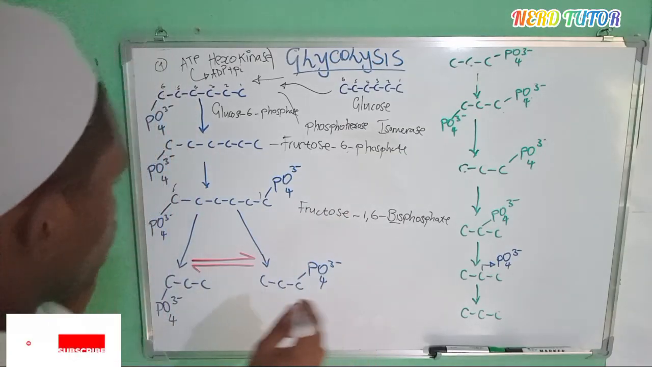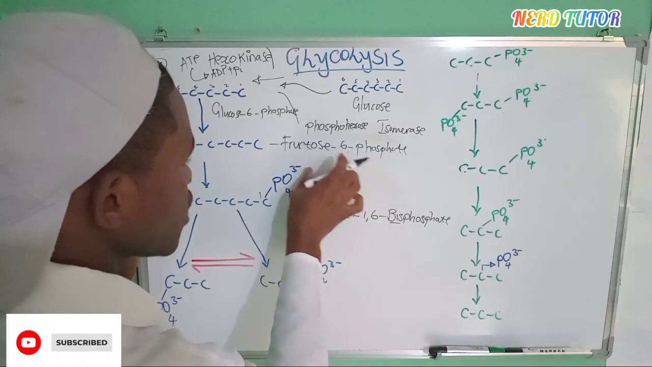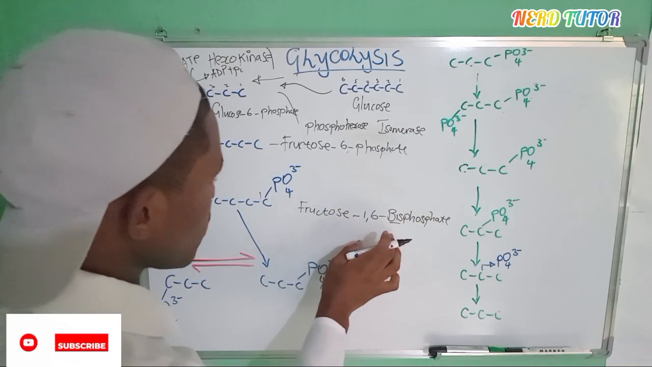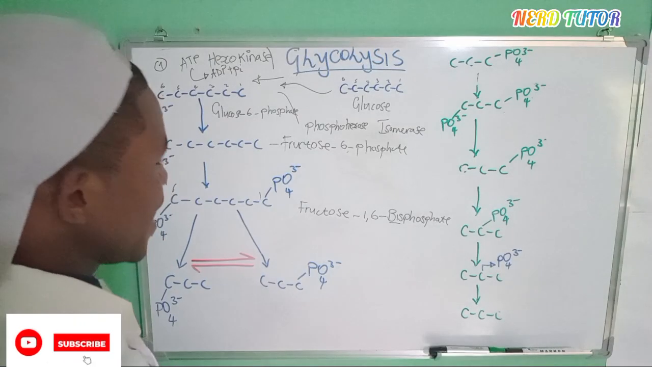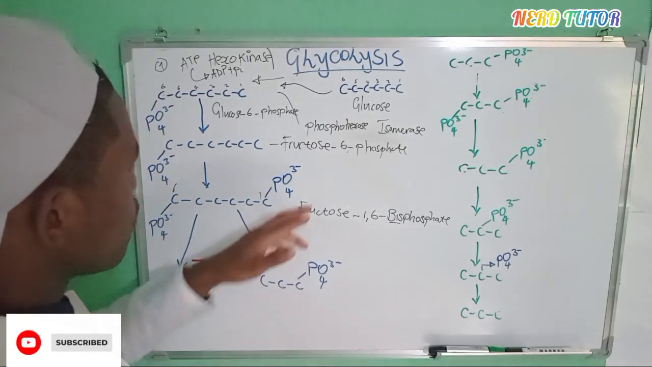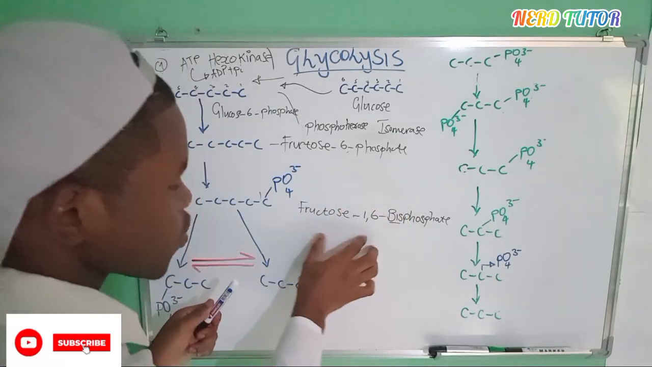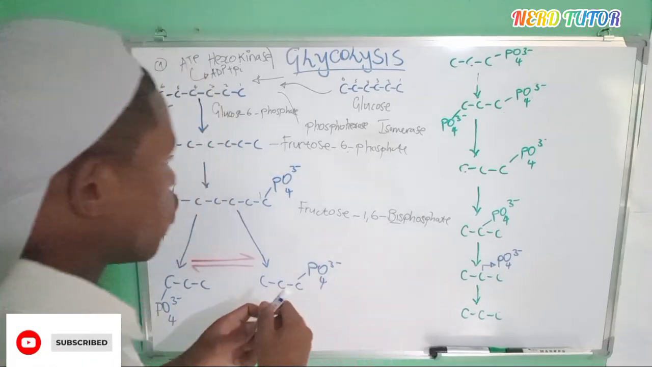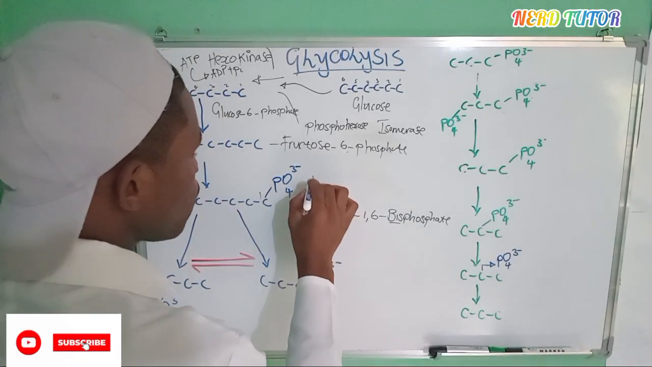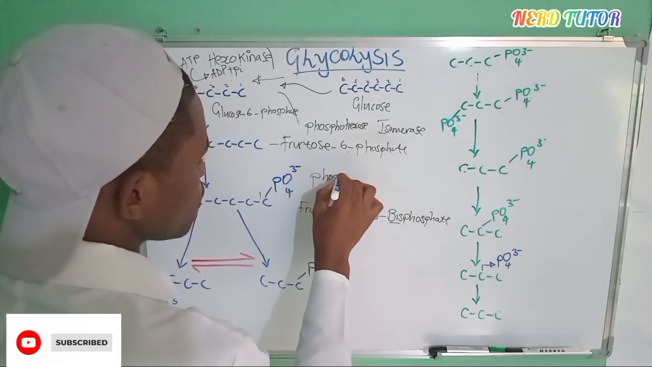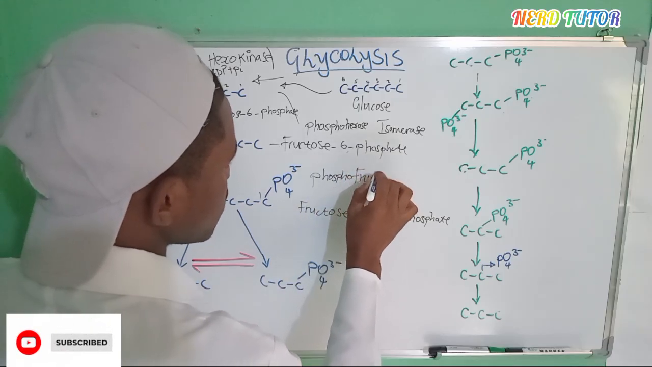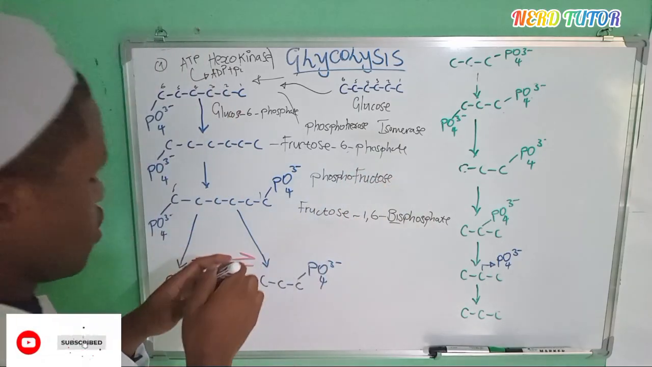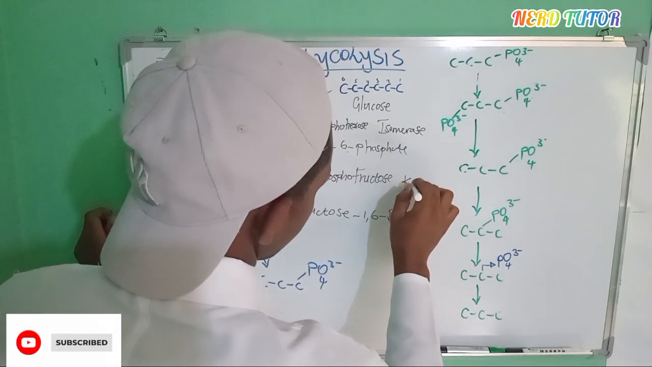Now we have said that this molecule has changed from fructose 6 phosphate to fructose 1,6 bisphosphate. But by which enzyme? The enzyme responsible for converting fructose 6 phosphate to fructose 1,6 bisphosphate, we call it phosphofructokinase.